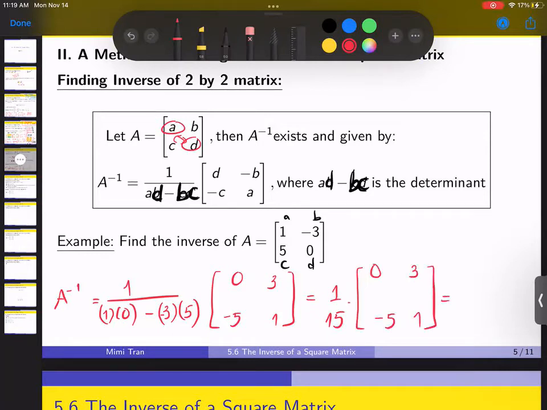And then you know how to do scalar multiplication, right? All you do is take 1/15 and multiply every single entry inside the matrix. So 1/15 times 0 is still 0. 1/15 times 3 is 1/5. 1/15 times negative 5 is negative 1/3. And 1/15. That is your A inverse.